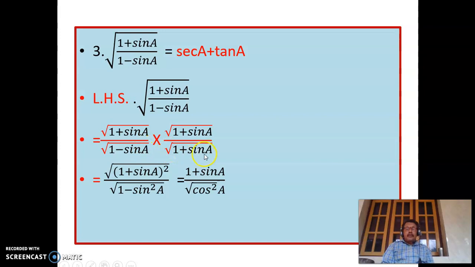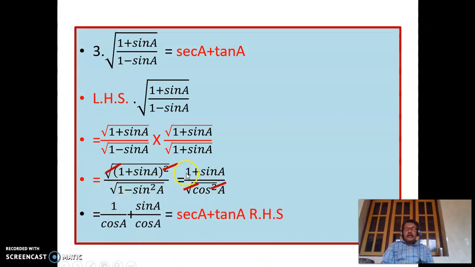So 1 minus sin A times 1 plus sin A, we will get 1 minus sin squared A. Here 1 plus sin A times 1 plus sin A is 1 plus sin A whole squared, of the form A plus B whole squared. So the root and square cancel, and we will get 1 plus sin A. Here 1 minus sin squared A is nothing but cos squared A. Again root and square cancel, and we will get only cos A. So therefore 1 plus sin A by cos A. Splitting this, 1 by cos A plus sin A by cos A, we will get secant A plus tan A.